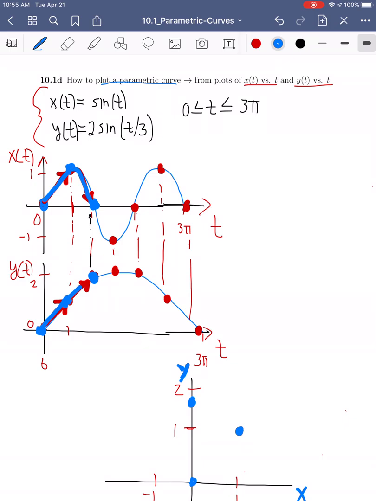Let's go to the next point. Well, what's happening to x? Well, it looks like x is going towards -1. And what's happening to y? Y is going towards its maximum value of 2. So it looks like we're moving there. X is equal to -1, y is equal to about 2.